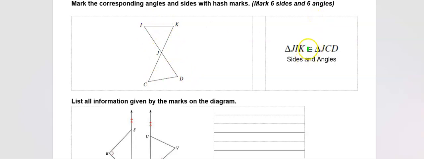And remember, this symbol right here is saying that JIK, this is one triangle, is congruent to the other triangle, which is JCD. So this is our triangle here. Okay, so how do we start marking it up? First with the lines, if you could take the J and the I, I'm going to mark that one up. Now we have a JC, so this is the other one to mark up. Now we'll read the next 2 letters, IK.